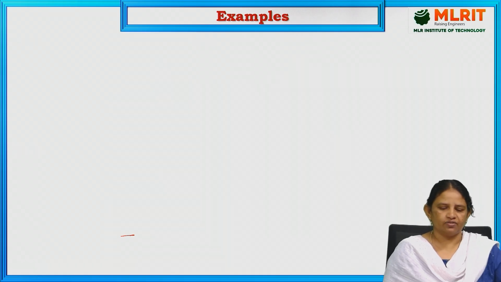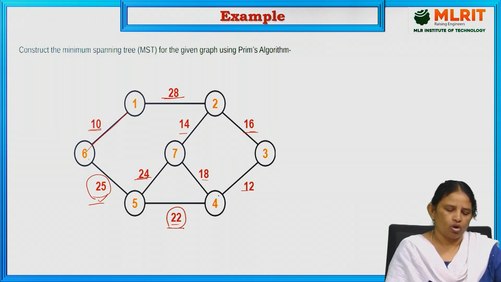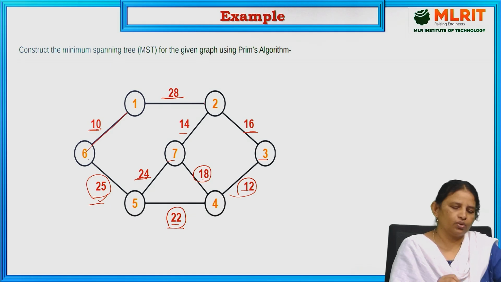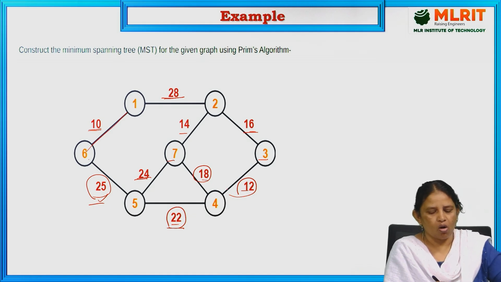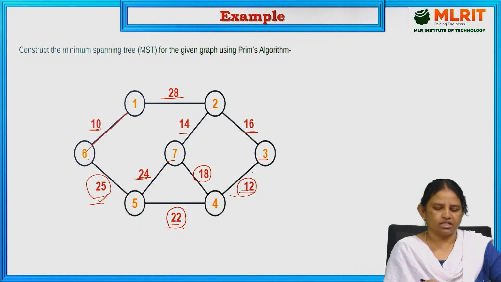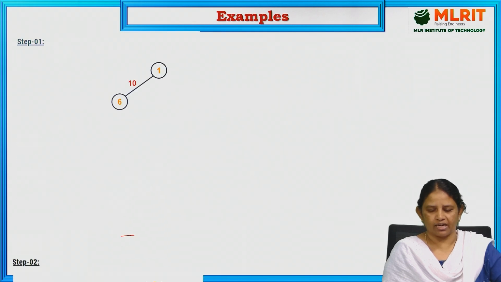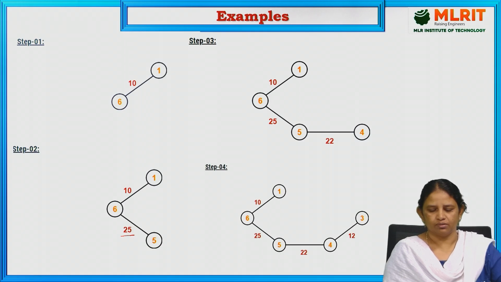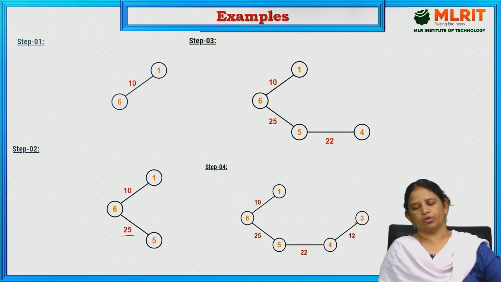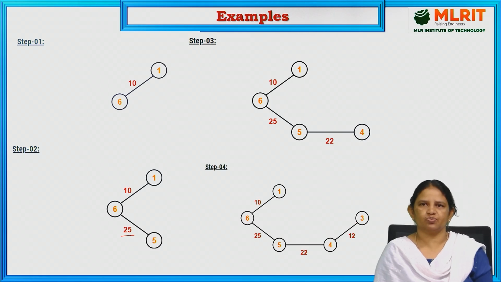Next, after that, 4. 4 adjacent is 7 and 3. So 7 is 18, 4 to 3 is 12 and 1 to 2 is 28. Among all the 3 vertices, the least weight is 4 to 3 and the cost is 12, included in the spanning tree in step number 4.